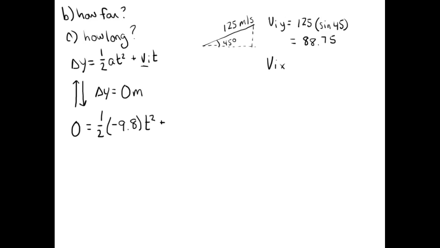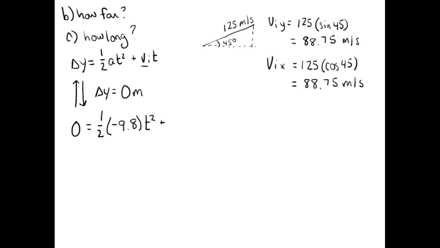vi sub x equals 125 times the cosine of 45, which is, surprisingly, 88.75. These are meters per second and meters per second.